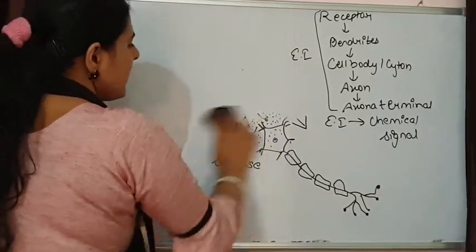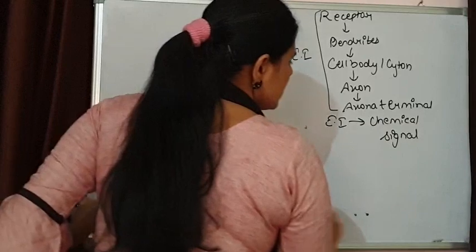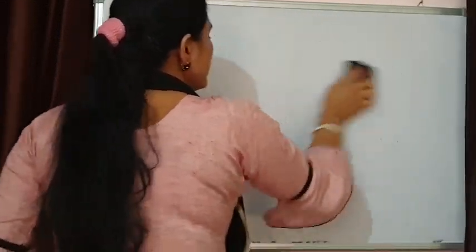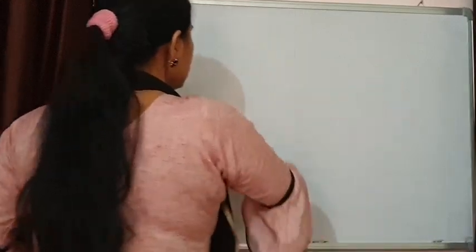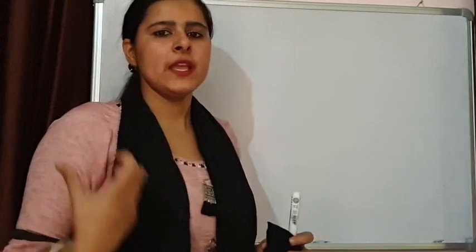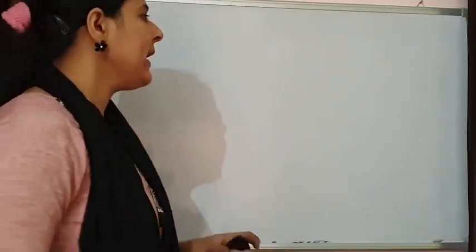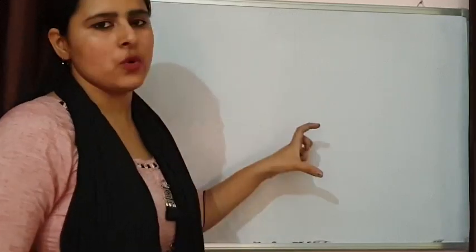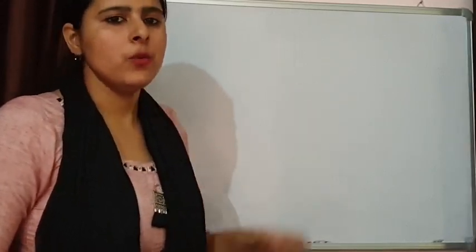Earlier also I talked about the different types of neurons. So this is the sensory neuron. Other than this, the motor neuron is present, that is going to carry the message from the central nervous system to the effector organs of our body, and relay neurons are going to connect the two neurons, that is the sensory neuron and the motor neuron.